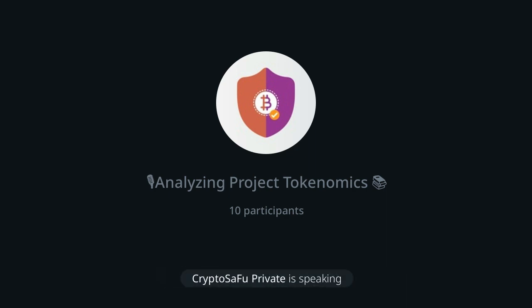All right, so we are going to the next section. The next section is about asking a question about what we've gone through on project tokenomics. The question is going to be straight, and I just want the straight answer for it as well. What is the importance of tokenomics in a crypto project?